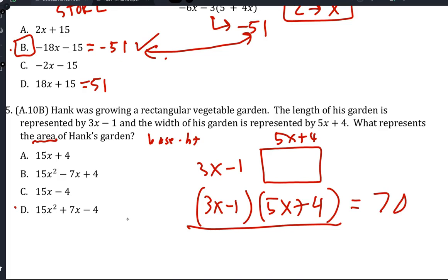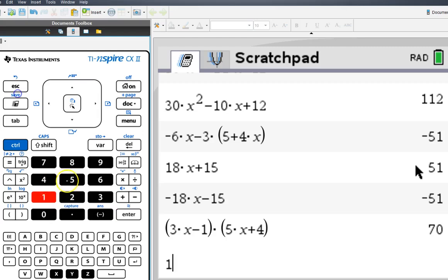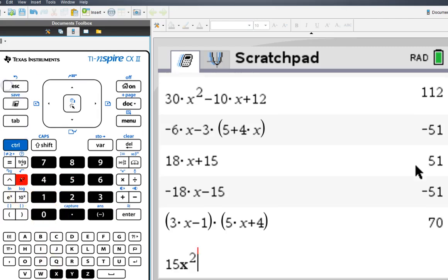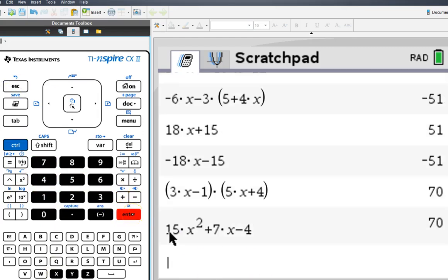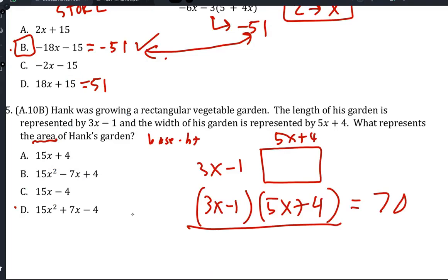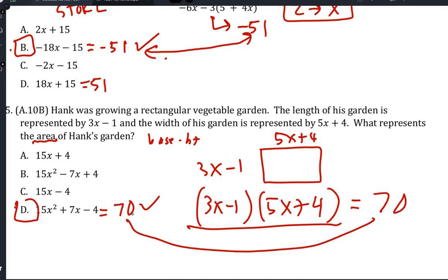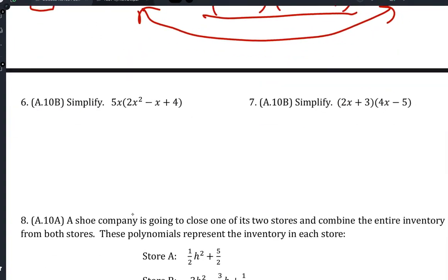So I'm going to go through and type in D, which is 15x squared plus 7x minus 4. So I typed in D, hit enter, and ding, ding, ding, it's 70. Now then, if you don't get the right answer, you just got to keep going until one of them works, okay? But D is 70, and that's the right answer choice on this because it matches the store value. Piece of cake. Your whole test is like this. There's no reason to miss any of these. Let's go to number 6.